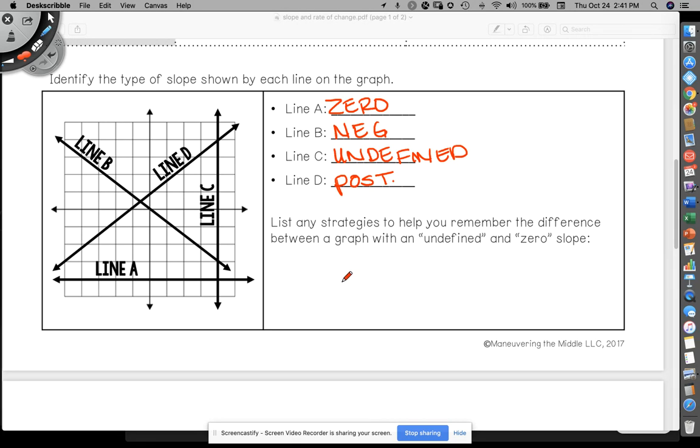All right, this here, I want you to tell me, how can you remember the difference between undefined and zero? And I would go ahead and add, how will you remember positive and negative as well? So basically, write your own little notes right here. Give yourself some cheater notes on how you will remember which line is which. All right, moving on down.